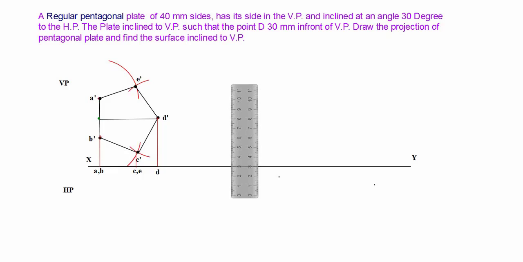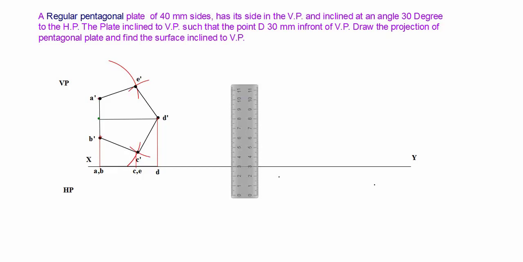So for that, what we do? We are trying to arrange our pentagonal with a condition: the highest point D is 30 mm in front of VP, and one side, A dash B dash, the side AB, is resting in VP plane. After the completion of your second stage, you can get your answer, surface inclined to VP.